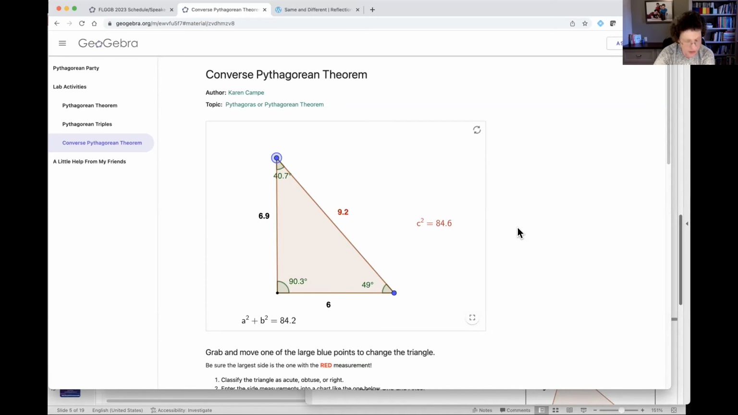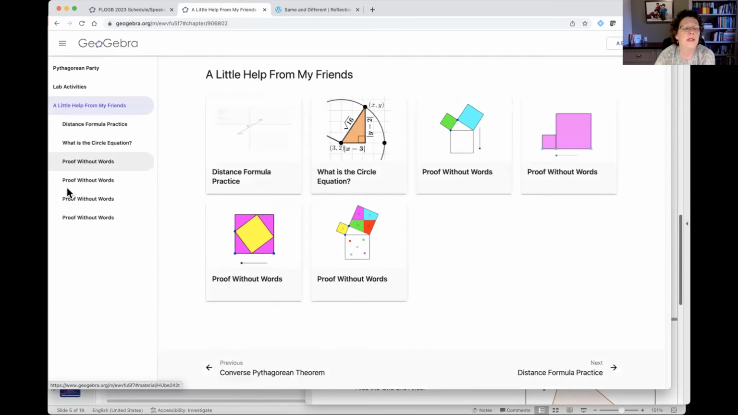Okay, what we're going to look at now for the ending of our Pythagorean party, I wanted to make sure that when I teach this to students, the Pythagorean theorem isn't just a fun theorem that is really important and you should remember it. The Pythagorean theorem is also connected to several other ideas in math class. So on the GeoGebra book, I have a little help from my friends, and I gathered a few activities that you may want to use as well.